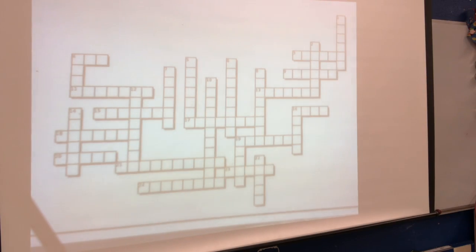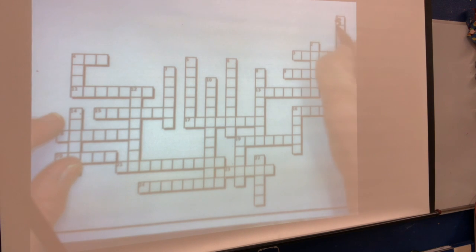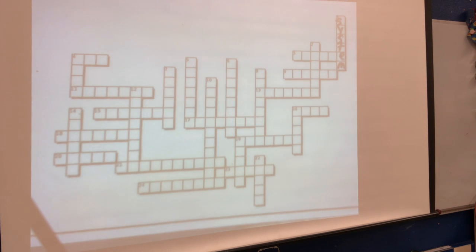All right, boys and girls, we are going to get started. You're going to start with the down clues. So in your notebook, you're going to write down and then number one. We're going to start with number one over here. And the first clue is a group of things or parts that form a whole. A group of things that form a whole. It starts with an S. It is system. So a system is a group of things that work together.